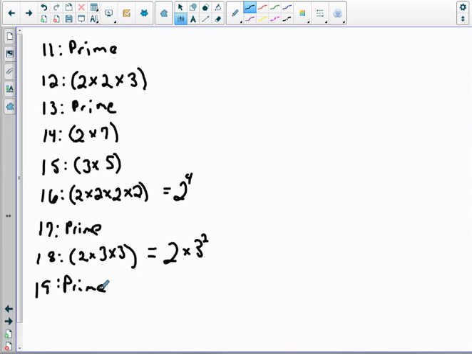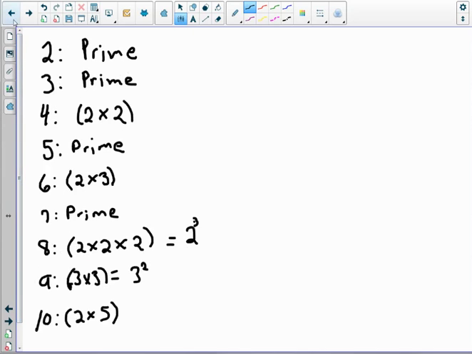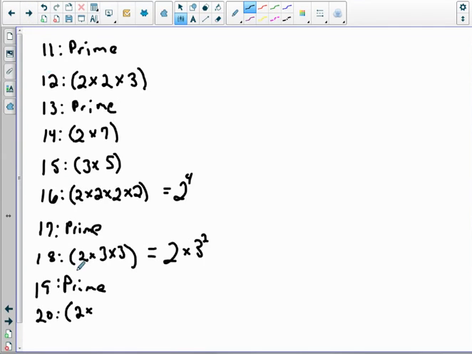19 is prime. And 20, where we're going to stop, we know it's divisible by 2, so 2 is one of them. And I know that 10 is in there, and if I look back over here, 10 is written as primes as 2 times 5, so I know I can do that. So I'm going to have 2 times 2 times 5, or 2 to the second power times 5.